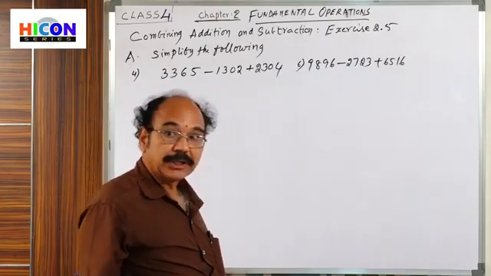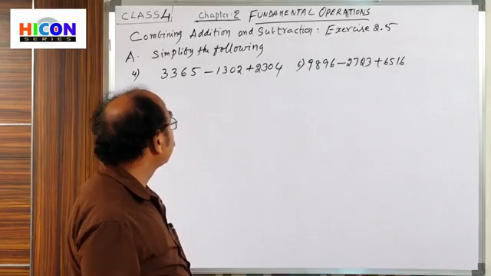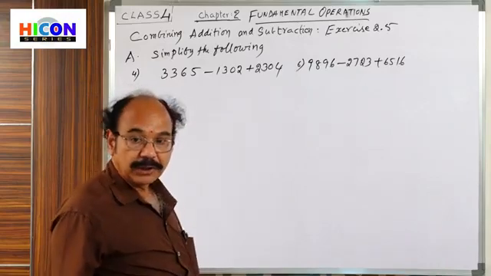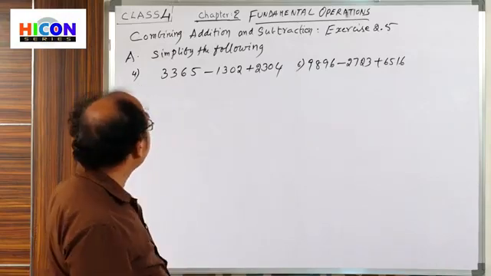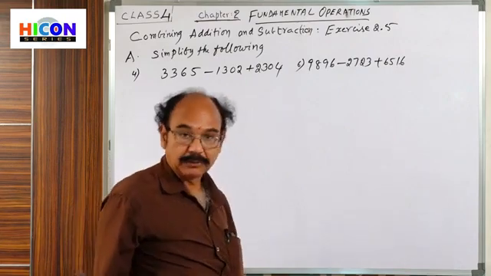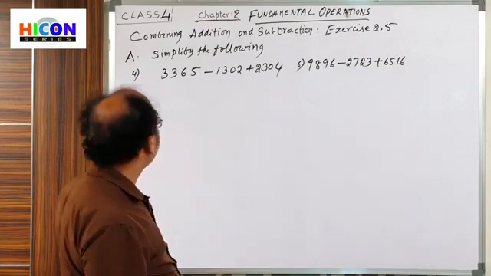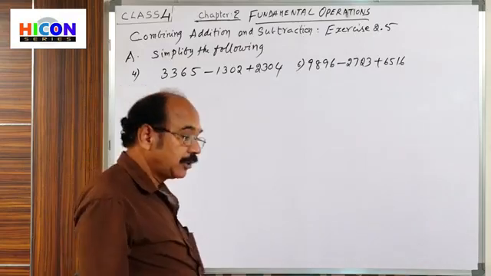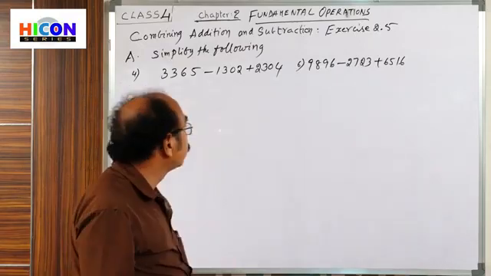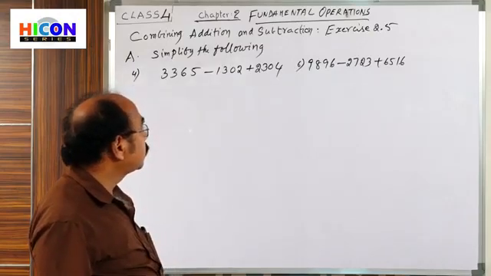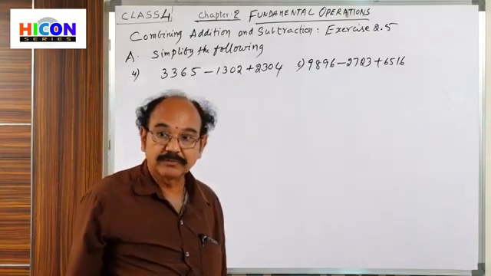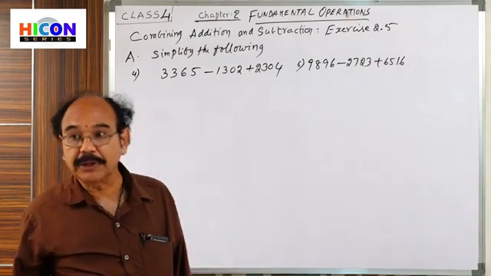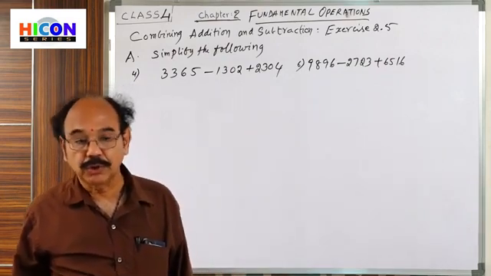Under section A, simplify the following. Let us take two problems on this model. Under section A, fourth question: 3365 minus 1302 plus 2304. In this model, mainly we have to follow two steps.